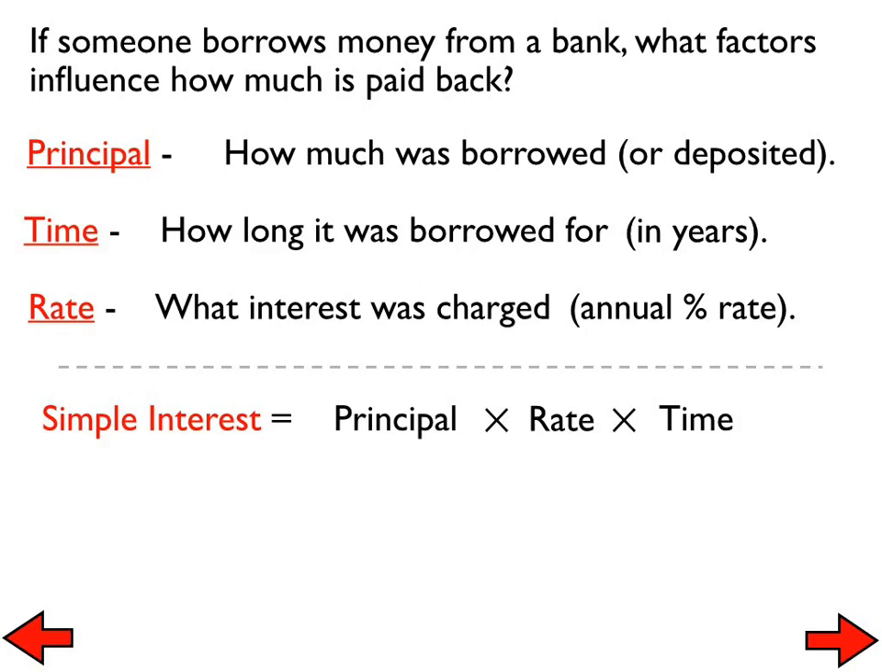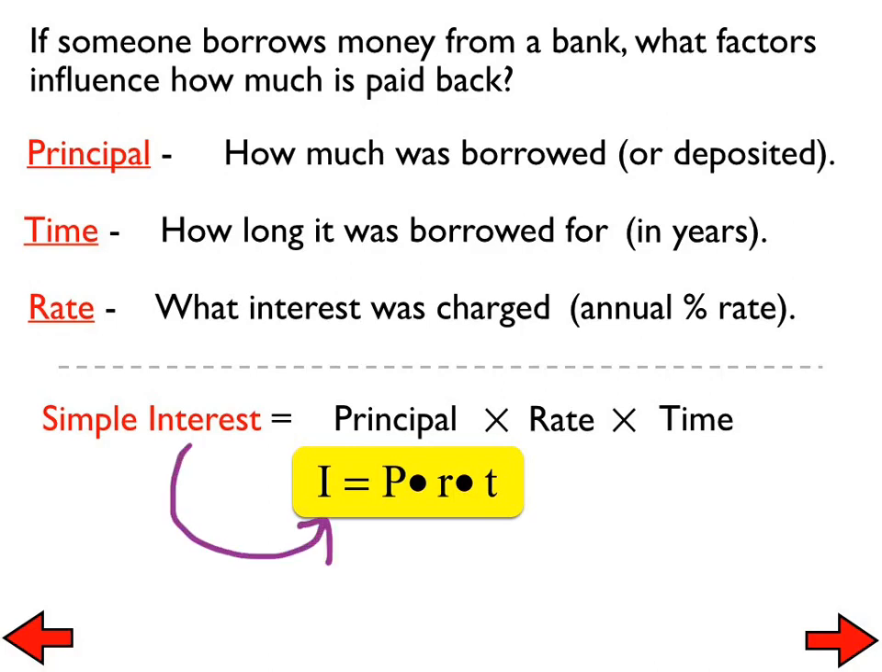And we usually shorten that up to look like this. I equals P times R times T. I comes from simple interest. P comes from the principal. R comes from the rate. And T comes from the time right there. I equals P times R times T. Or interest equals principal times the rate times the time.